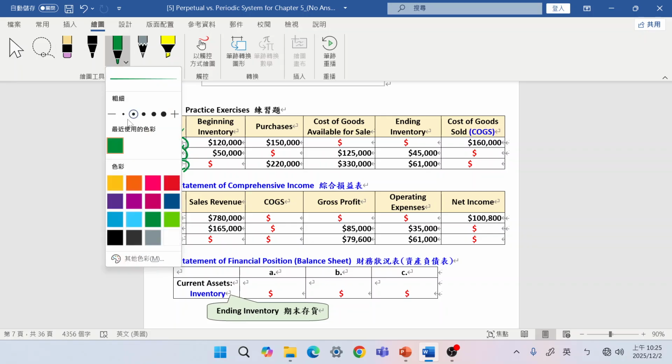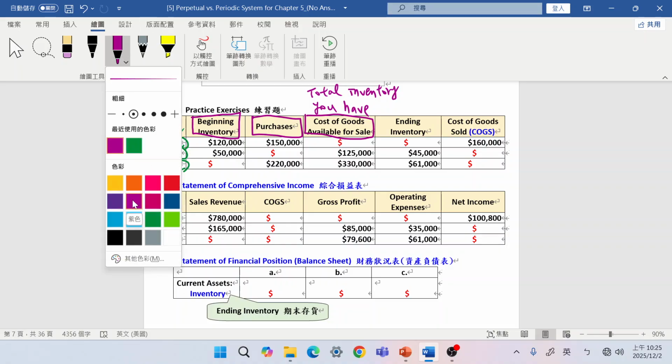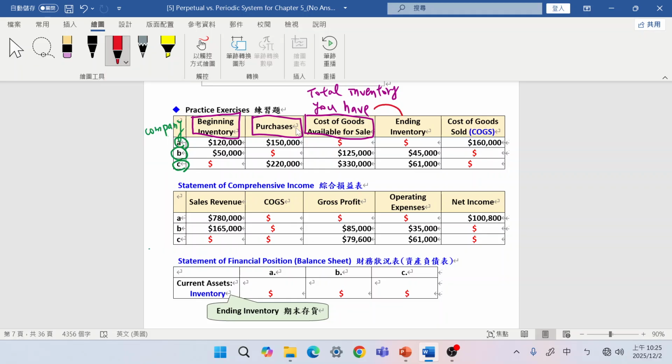For each company, we have the data. So what kind of data? Beginning inventory, right? And purchases, right? So available for sale means what? The total inventory you have, right? For that total inventory, ending inventory is still in your company. So based on total inventory, we have some inventory unsold, and we have some inventory we sold.